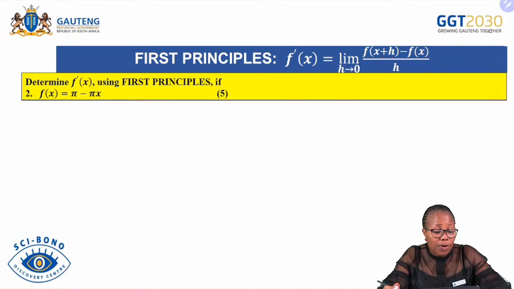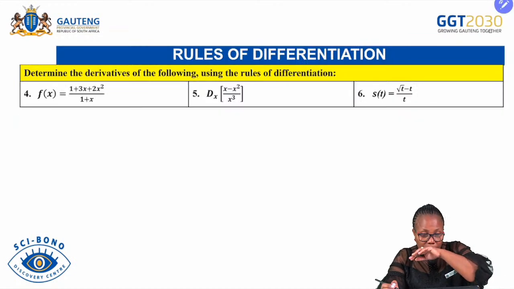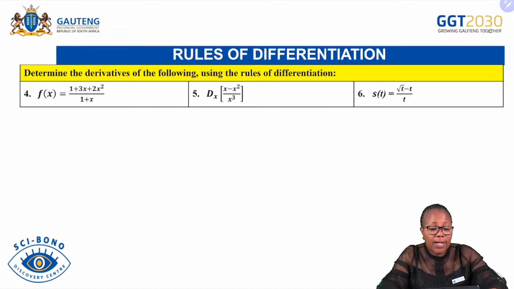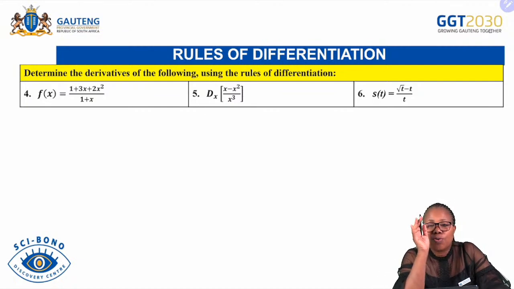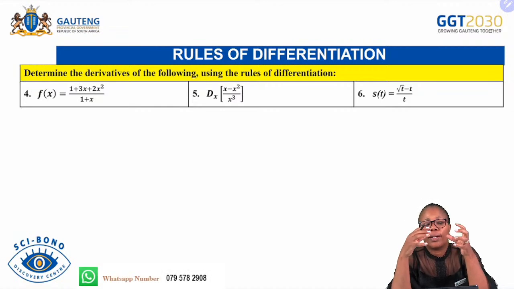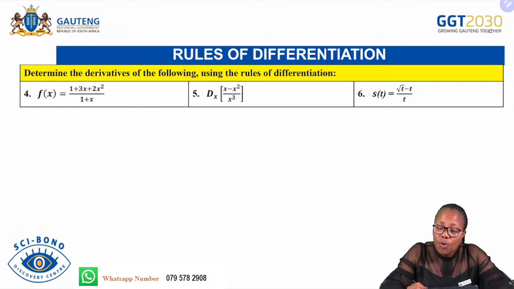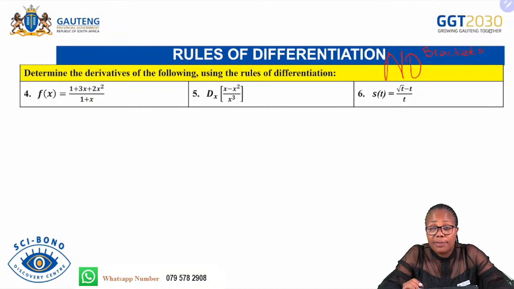Okay, moving on to the rules now. Let's take the application of rules. Remember, with the rules there are things that you must check. Number 1, the no-go area: you must not have brackets. You remove brackets before you derive. Number 2, you remove all the surds and write in exponential form. Number 3, no variables on the denominator.